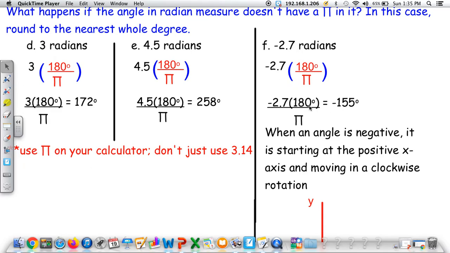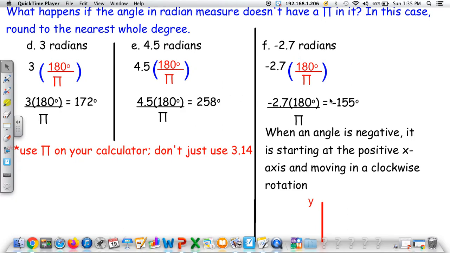Now again, notice with all of these, I am rounding. Right now I'm telling you nearest degree. Another time I may say nearest tenth of a degree. Sometimes on the final it may be the nearest hundredth of a degree. So just be careful in how you round it.